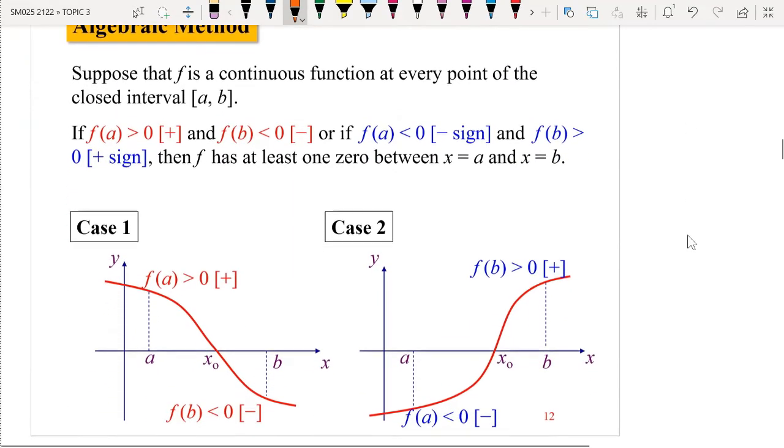Now, for algebraic method, basically we have to find the change of sign of the function when we substitute x values into the function.